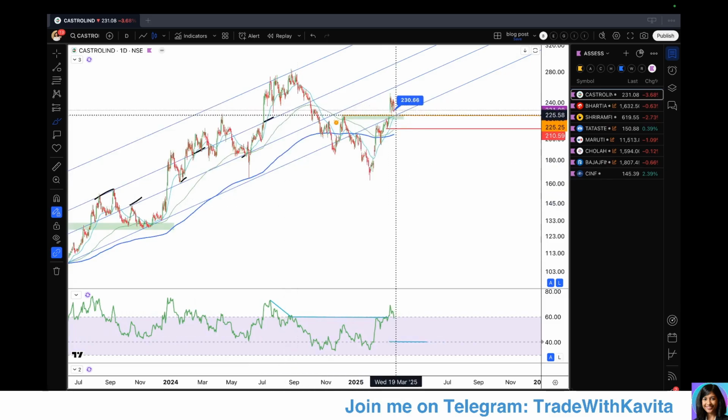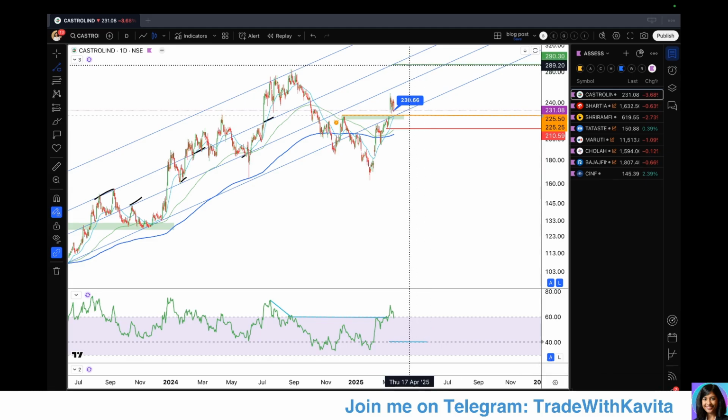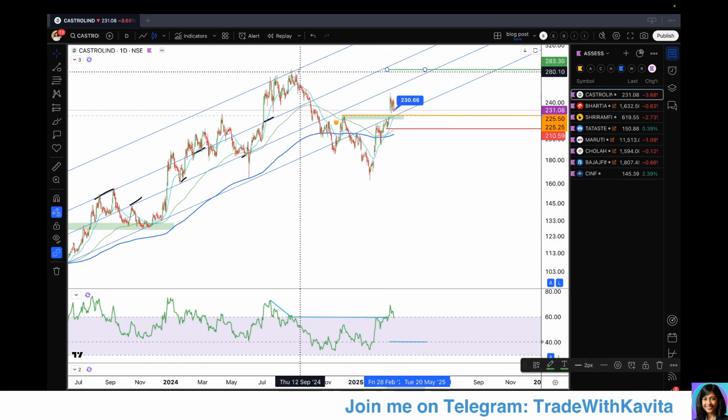So if this does act as the support that we think it will, and it bounces up, I would expect it to go up at least till this key trend line. Now why this key trend line? Because I also see the previous high. I'm going to be a little conservative and move this lower to match this high, right?